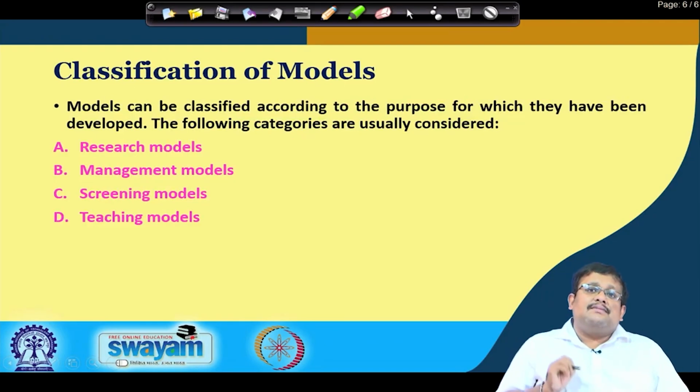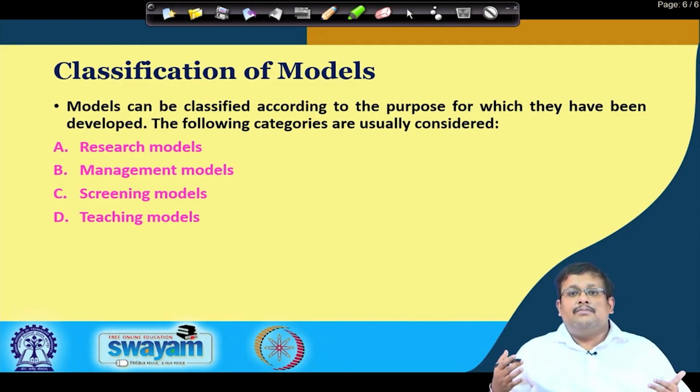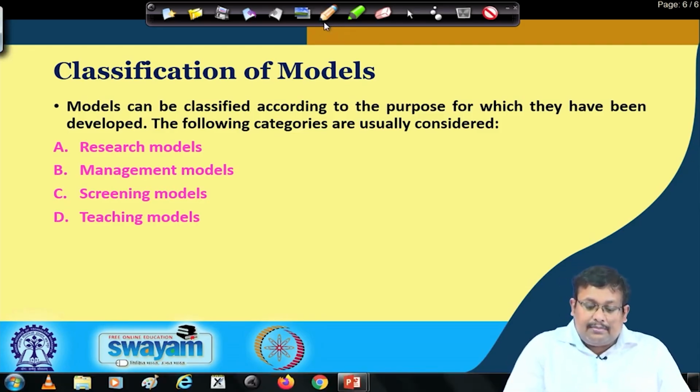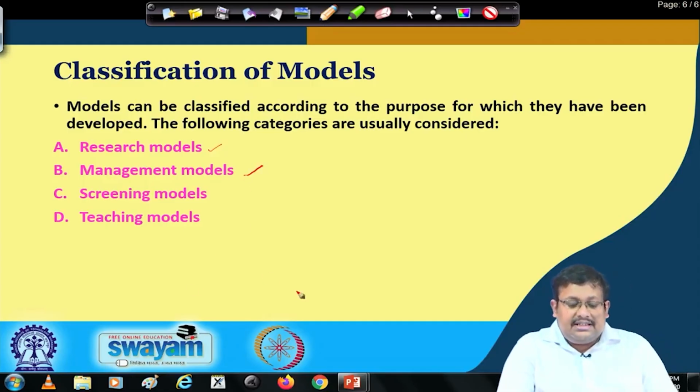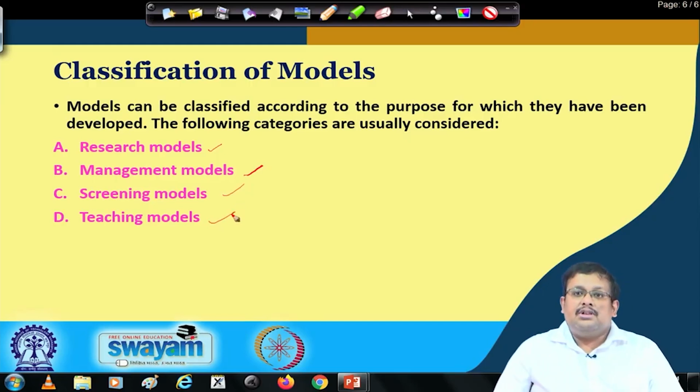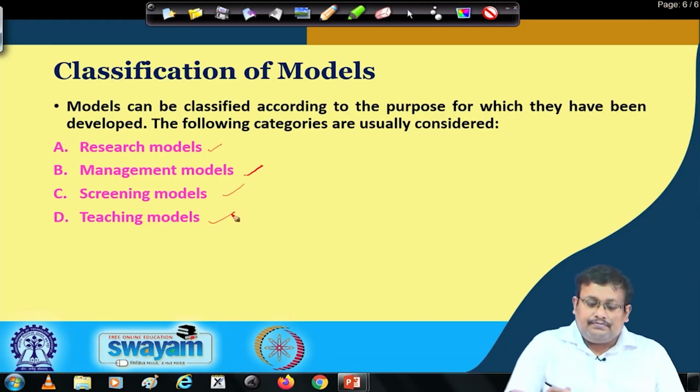Now, let us first see the classifications of the model. While considering the classification of models, we need to remember that models can be classified according to the purpose for which they have been developed. The following categories are generally considered when we talk about the purpose of modeling. First is the research model, then the management model, the third category is the screening model, and the fourth category is the teaching model. We will discuss each of them.